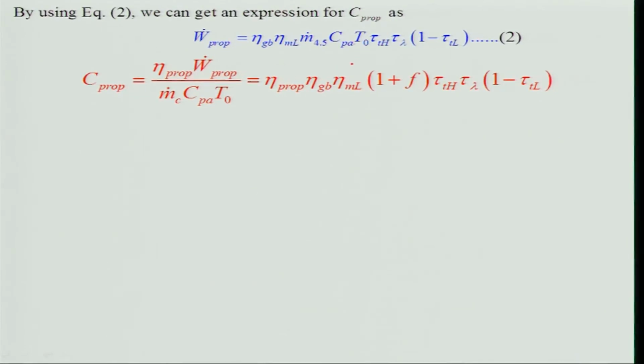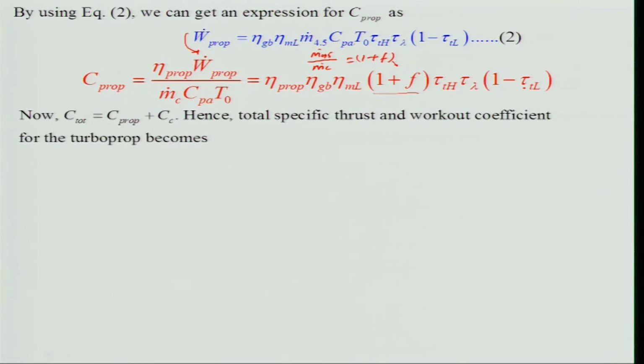If you divide it, you are basically substituting these values here. When you substitute, Cpa T naught will cancel out here, and m dot 4.5 by m dot C is nothing but 1 plus f. That is why it is coming over here, and the rest of the things are as usual. So, we can express C propeller in terms of this.